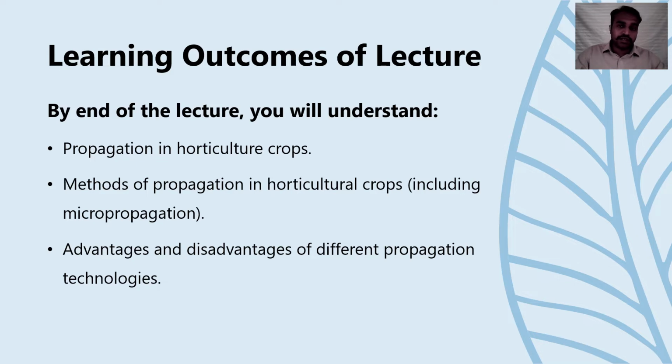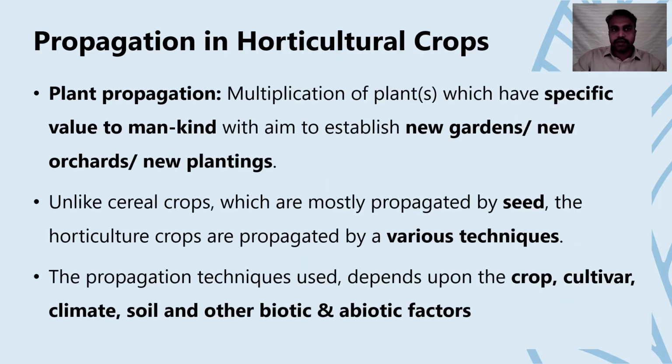So, by the end of the lecture, you will understand propagation in horticulture crops and what the different methods of propagation in horticulture crops are, including micropropagation, and what the different advantages and disadvantages of different propagation technologies are. So, at first, let us understand what plant propagation by definition means. It is actually a purposeful act of reproducing plants.